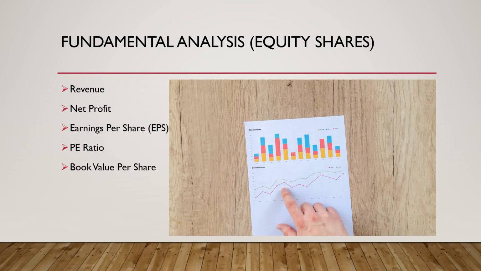First one is sales revenue or simply revenue. It is the total amount received or receivable from sale of goods or services rendered. There should be consistent increase in the revenue during the last 3 to 5 financial years as well as during the last 3 to 5 quarters unless there was a major economic disruption.